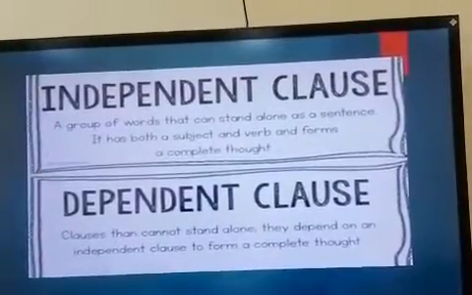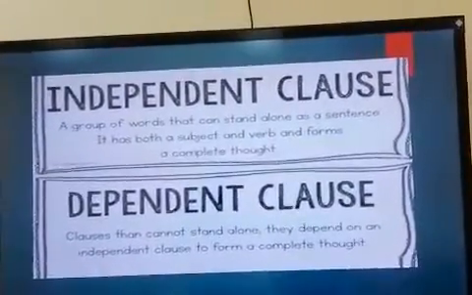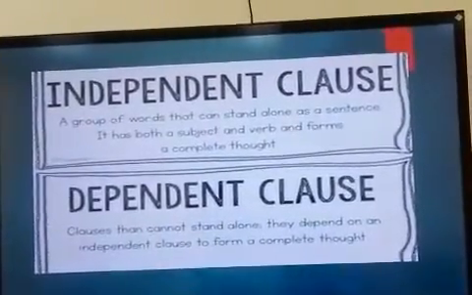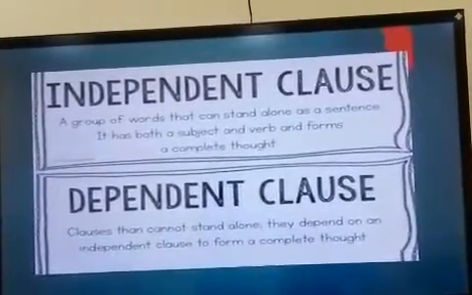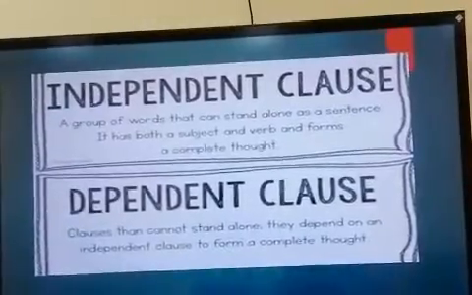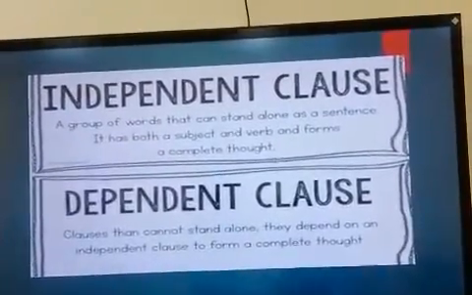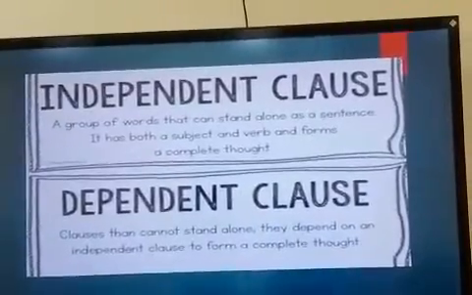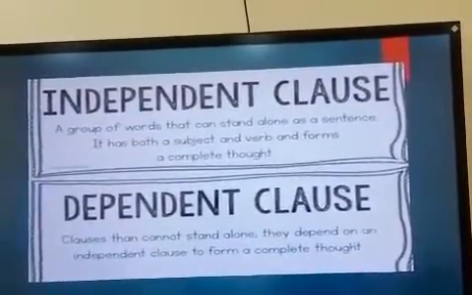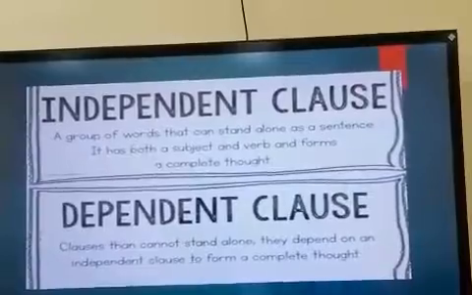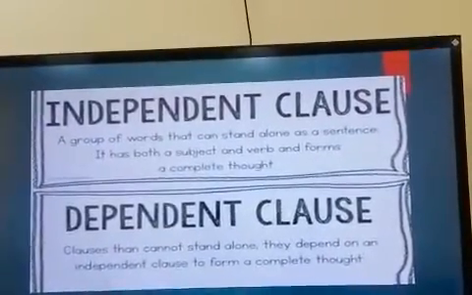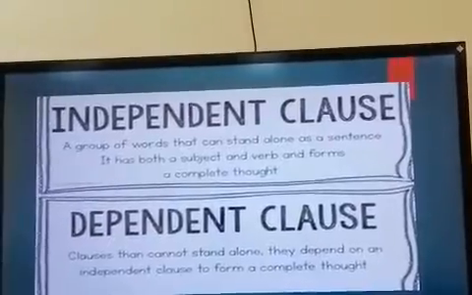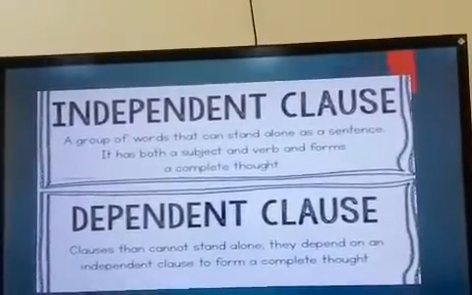What is the difference between an independent clause and a dependent clause? An independent clause is a group of words that can stand alone in a sentence and gives you a full, main idea. It doesn't need a complement or anything to continue it. It has both a subject and a verb and forms a complete thought.